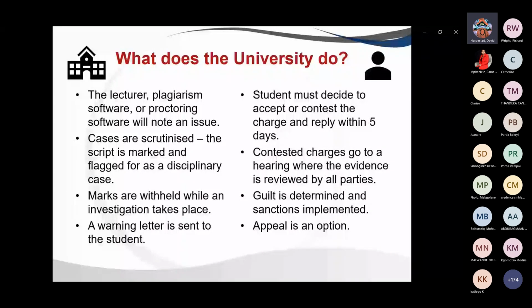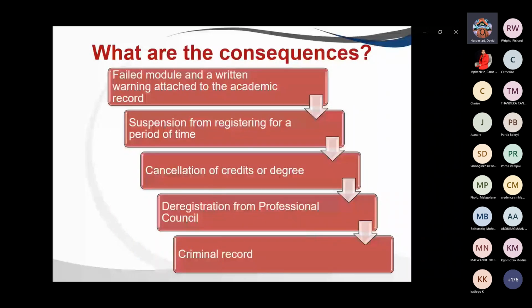If found guilty, sanctions are implemented. Students can be represented by a fellow student or an SRC member. Students may appeal a guilty verdict, but the appeal is final. Sanctions can vary from failing the module and having to re-register to a suspension from 6 months to 5 years.